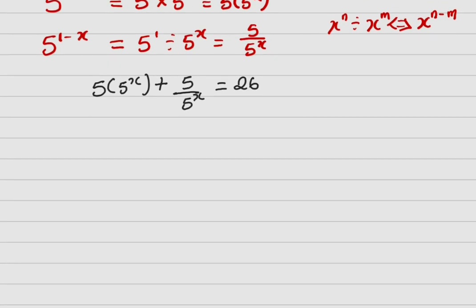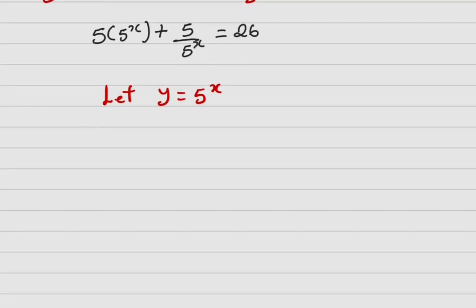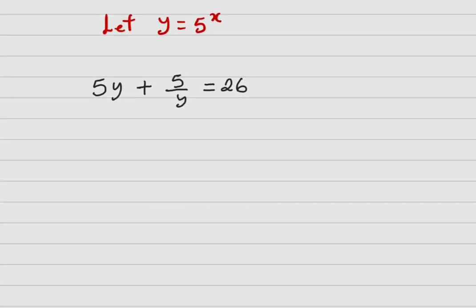Okay, to make it interesting and simplify everything, what I will do is to say let y be equals to 5 raised to the power x. So anywhere I see 5 raised to the power x, I replace it with y. So this is going to be 5y, then plus 5 over y is equals to 26. Now, the very interesting thing to do here is to clear the fraction by multiplying through by the LCM. And in this case, the LCM is y.